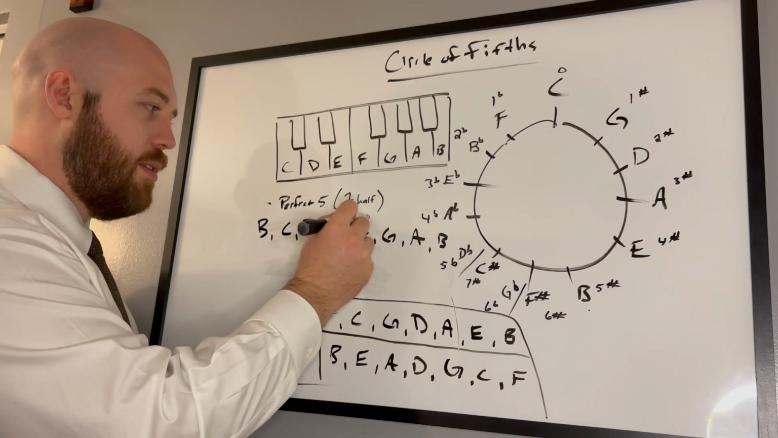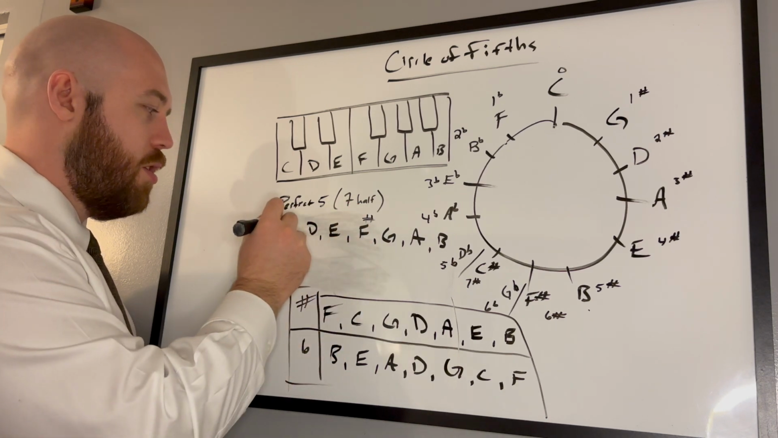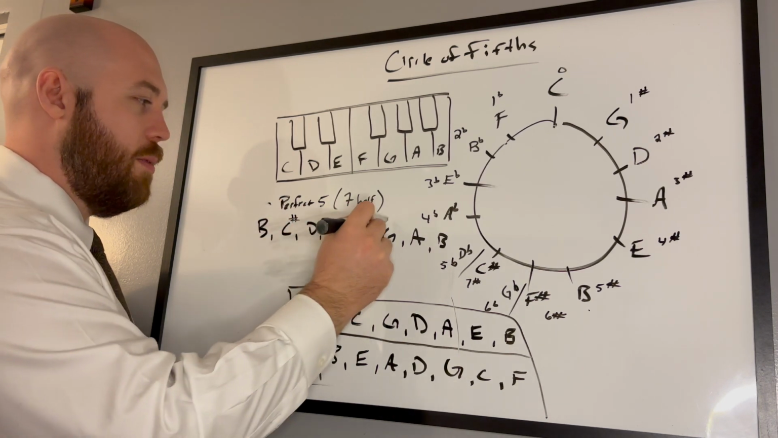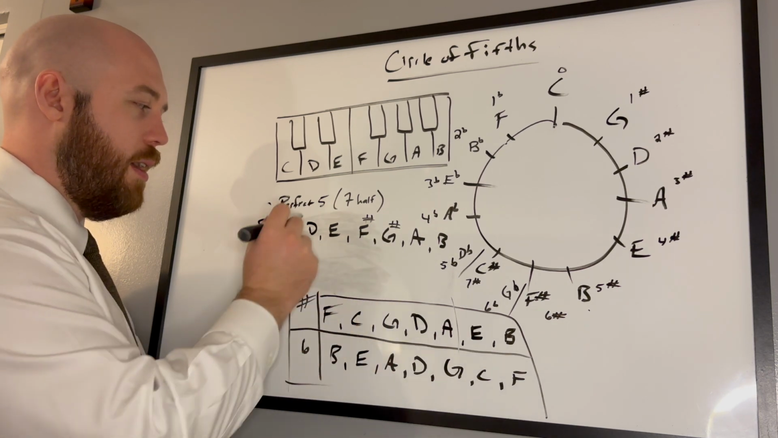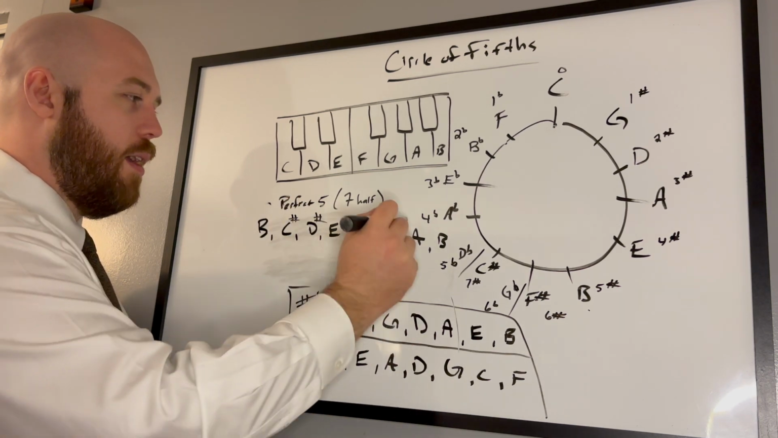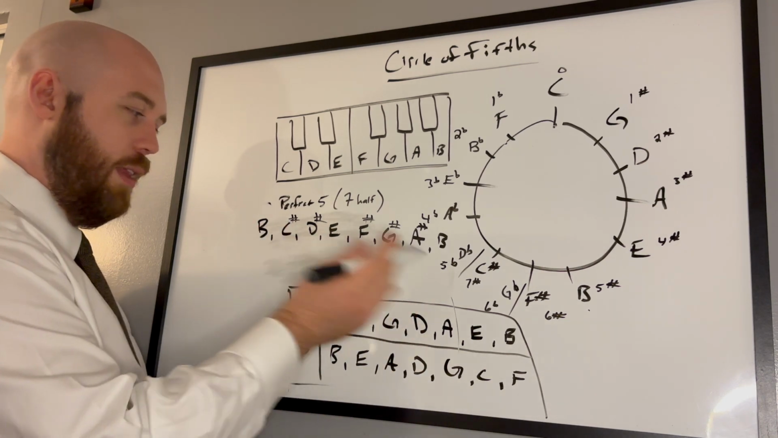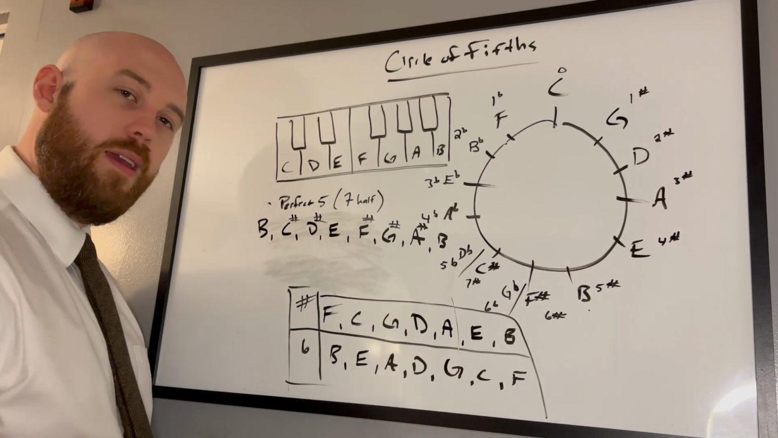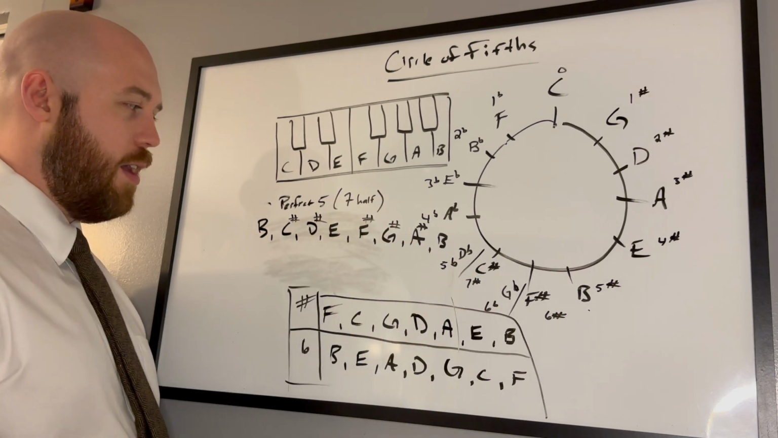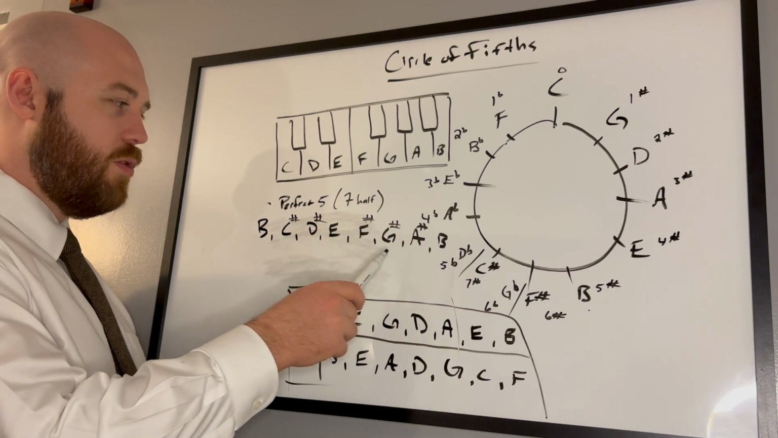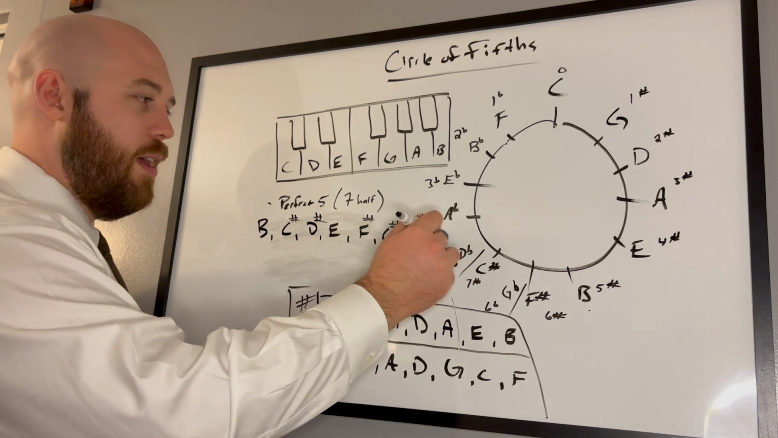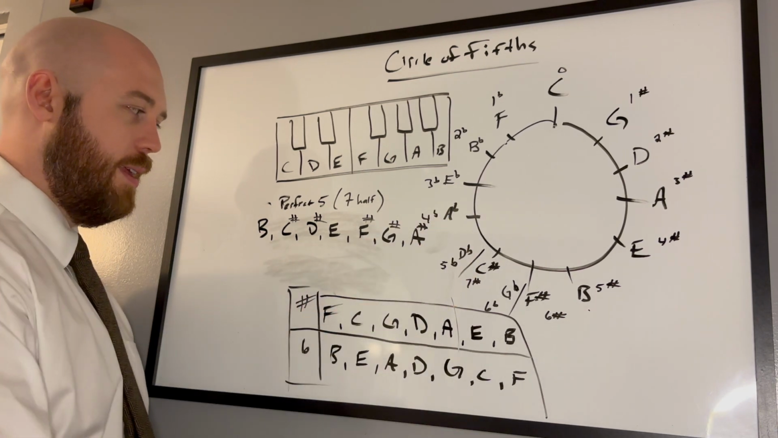F has to be sharped. C has to be sharped. G has to be sharped. D has to be sharped. A has to be sharped. Okay? That's your major scale. That's the B major scale. See how each letter name is used once, and you can put in the accidentals afterwards.